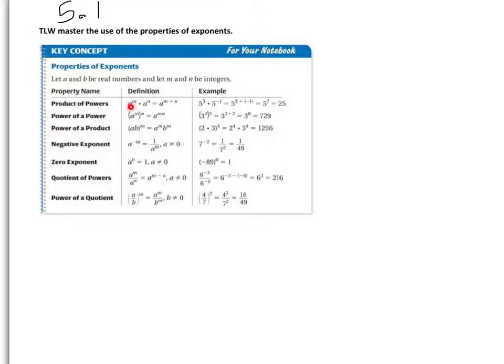When you multiply the products and the base is the same, add the exponents. If you have a power to a power, it means multiply. If you have only multiplication or only division going on, distribute. Negative exponent means take the inverse of the base. Anything to the 0 power equals 1. We got some examples, so if you need to, take a minute to press pause and copy all this stuff down.